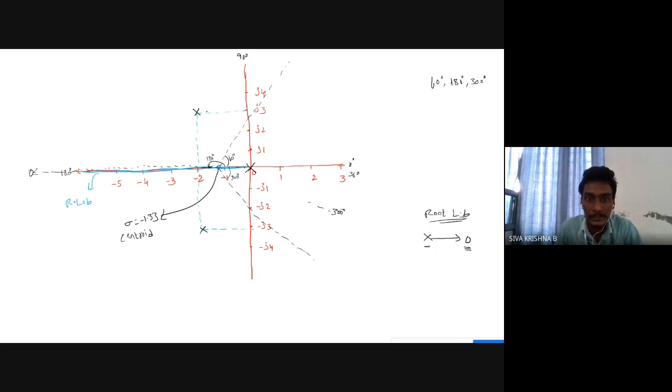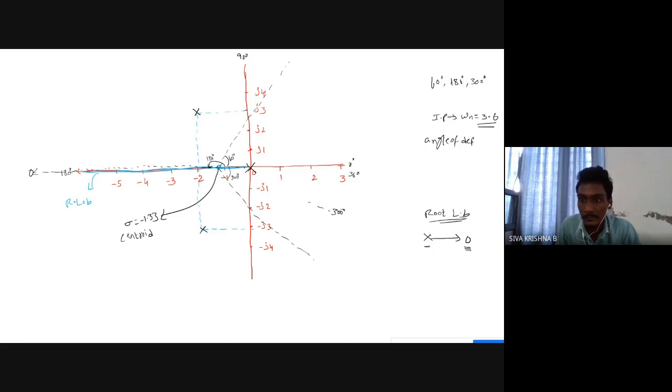What about the remaining 2 poles? These 2 poles follow these 2 angles, this 60 degrees angle and 300 degrees angle. How these are going to follow means, you got some value, that is the imaginary intersection point value, that is Wn equals 3.6. So from this pole it moves with some angle, that is the angle of departure.